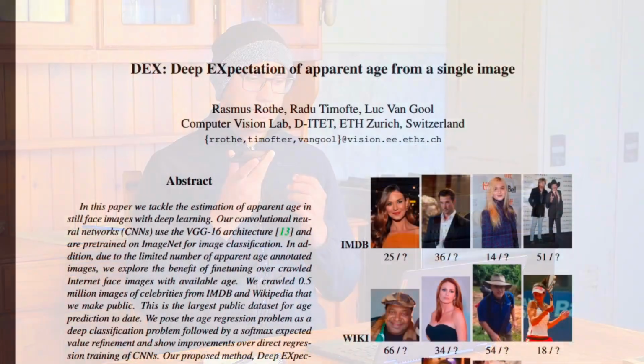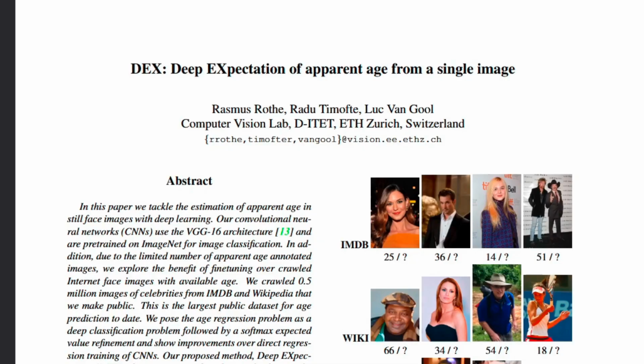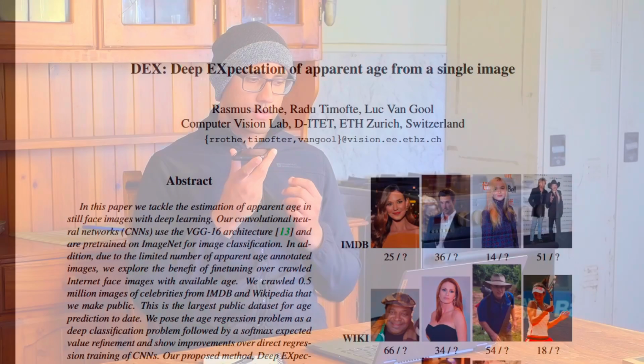Now, the authors said that they did not provide any guarantee that their labels were correct, but it was just a massive dataset that they were able to build up with these potentially correctly labeled images. And this was according to the 2015 DEX Deep Expectation of Apparent Age from a Single Image paper by Rasmus Roth, Radu Timofey, and Luc Van Gool.